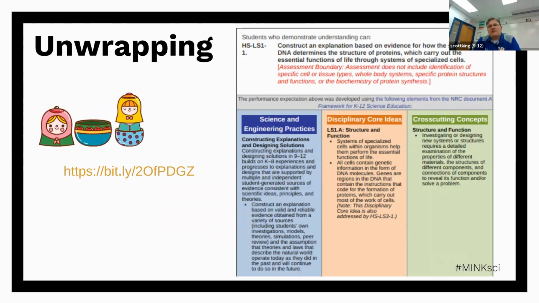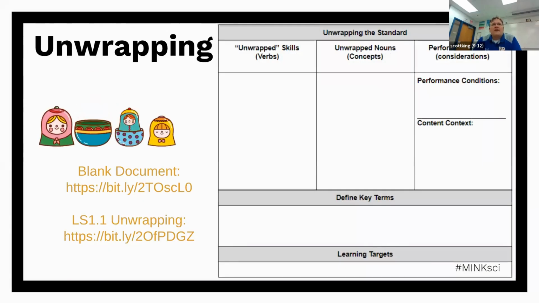But unwrapping starts fundamentally from the standard itself. So here's the NGSS standard for LS1-1. And it shows the 3 dimensions and the pieces that go with that. And we're going to put that into a document that looks like this. Now you guys have access to a blank document. You can see the link on the screen there. And also the standard document again that I'm going to share with you that I've started to unwrap. The links to these and all this stuff will be in the MINK hub as well.